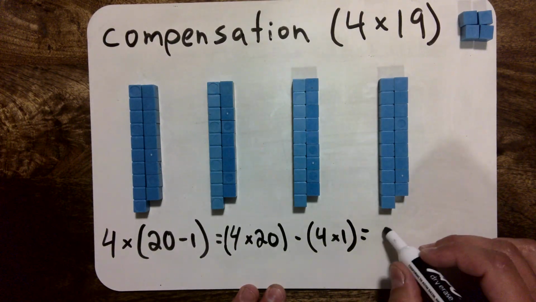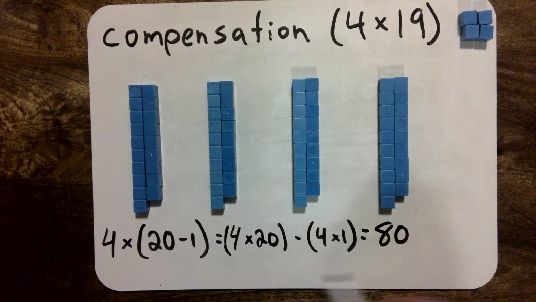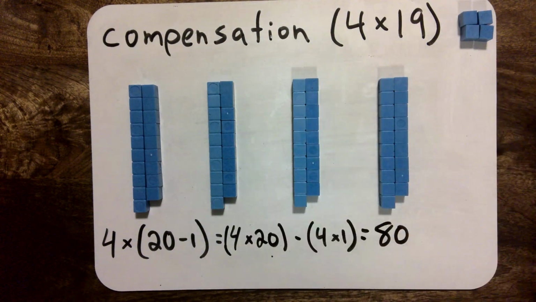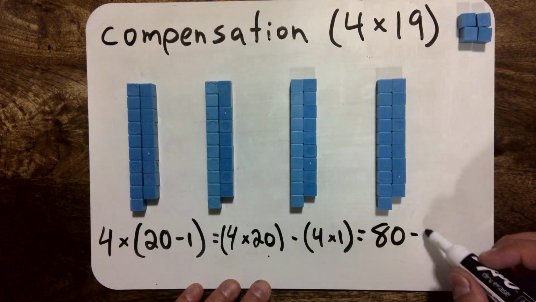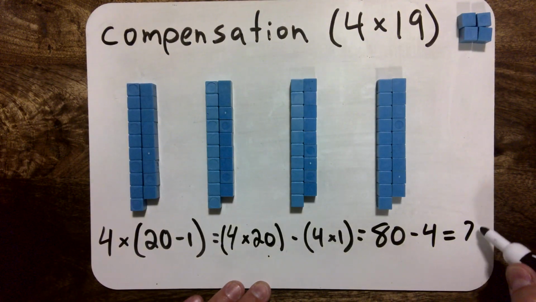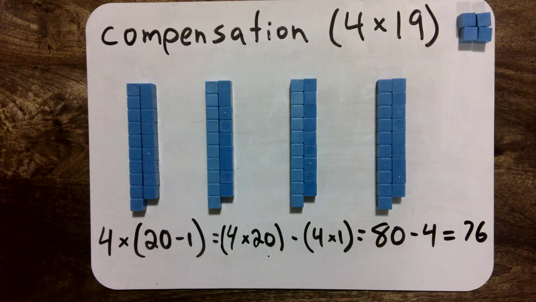So then we get that 4 groups of 20 was 80, but that we had to add 4 pieces back in. So we need to subtract those back out, right? That's a compensation at the end to get this to 76.